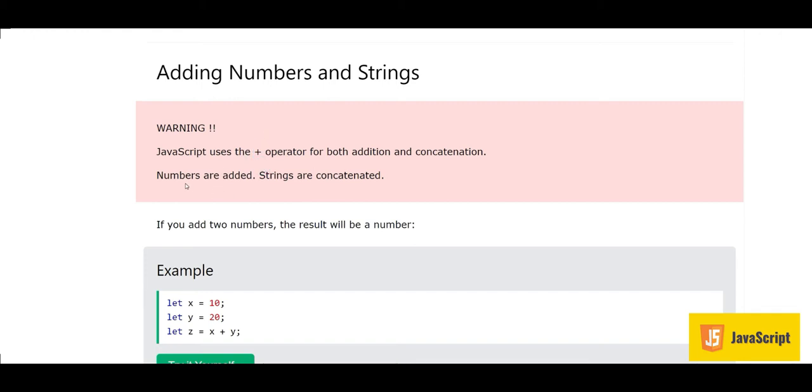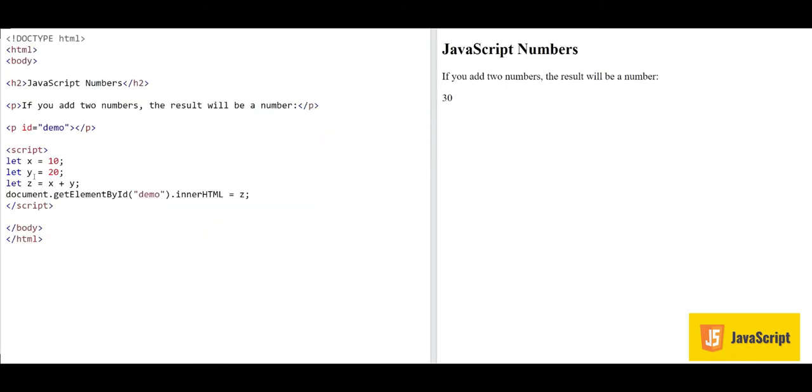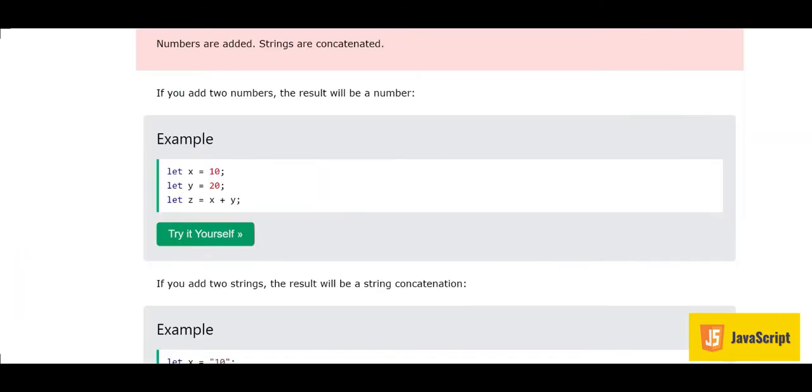If you add two numbers with this operator, the result will be a number. So you're adding 10 and 20. The answer is 30. That is the correct number, because both were numbers.